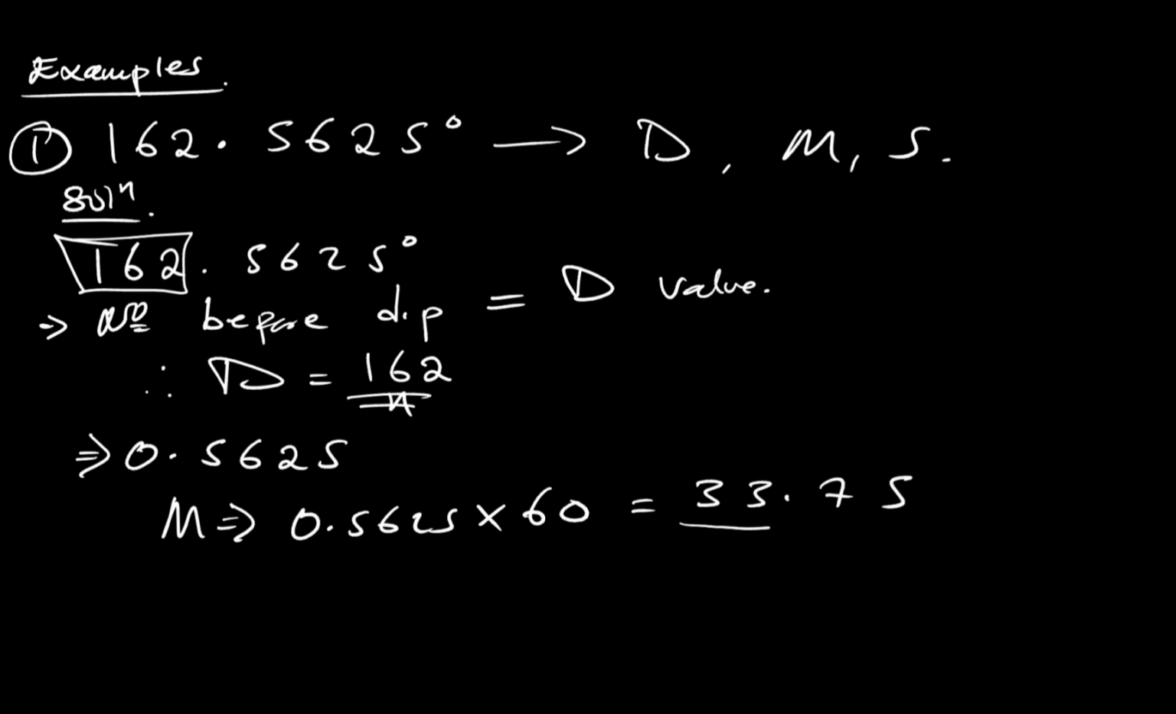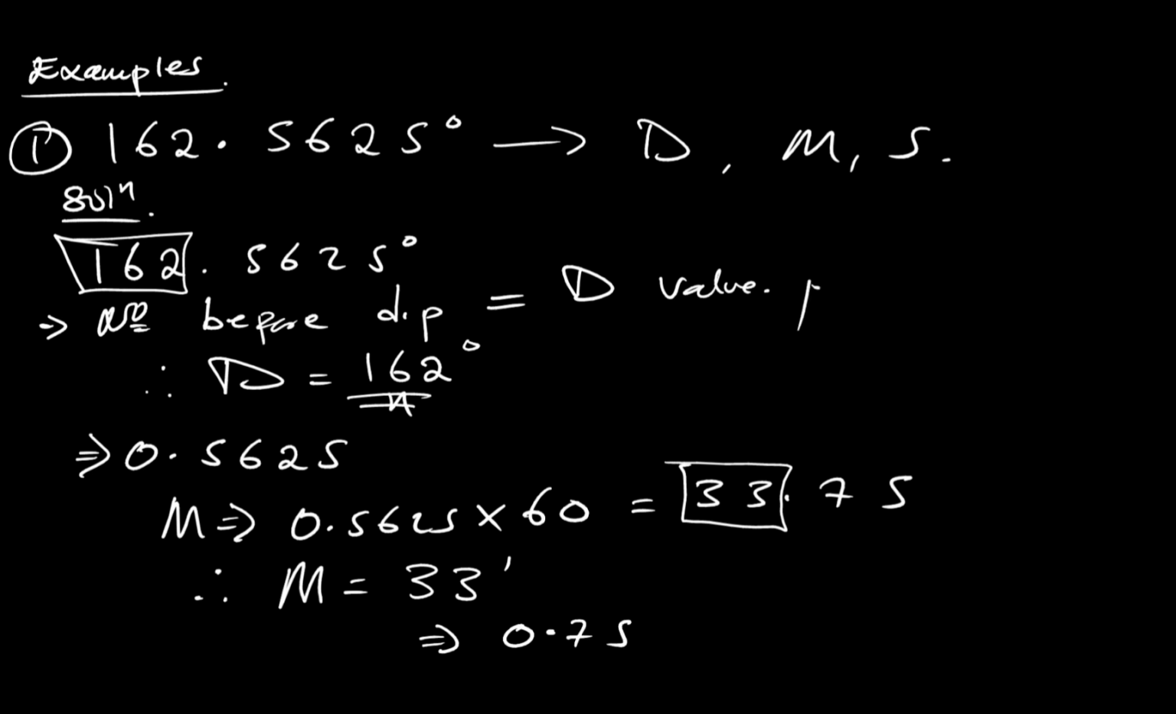Now, with this answer you have obtained, in a similar manner to how we got the degree value, the number before the decimal place will be the minute value. Therefore, minutes are equal to 33. This was degrees and this is minutes. Now if I remove 33, we're remaining with 0.75.